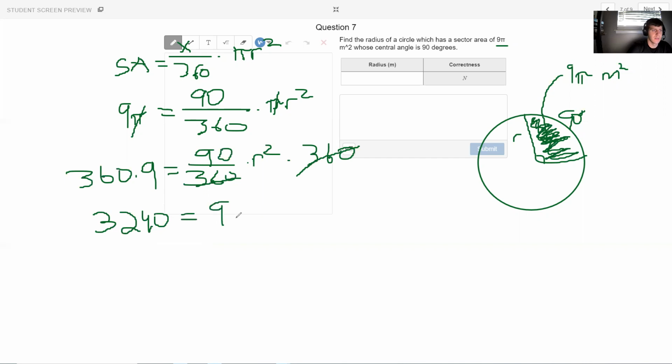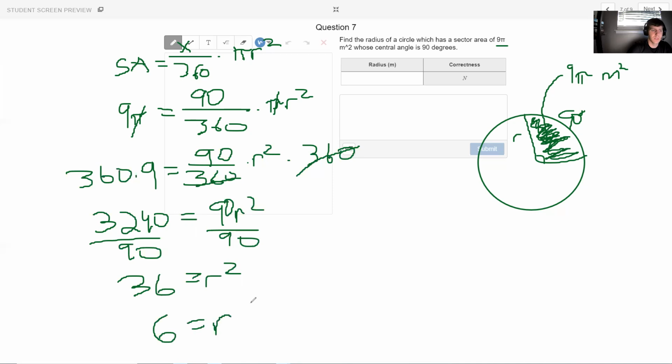90 r squared. Okay, and then we can divide both sides by 90. And that's going to give us 36 equals r squared. And then you can take the square root of both sides and you get 6 equals r. So 6 meters. All right, so you can either reduce the fraction first and then multiply by whatever, or we can just straight up go times 360 on both sides and then divide by 90 on both sides.